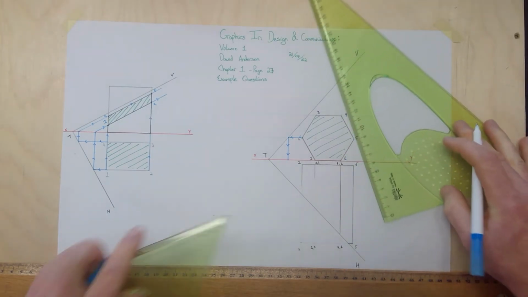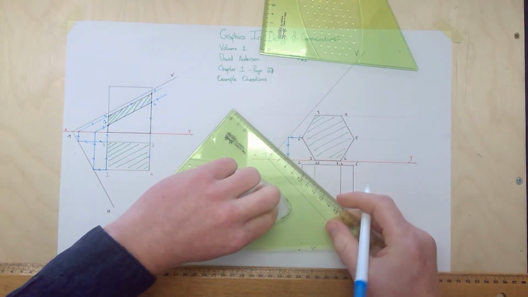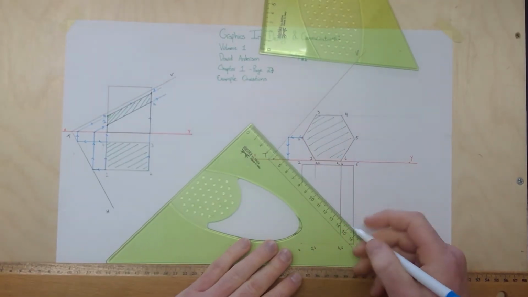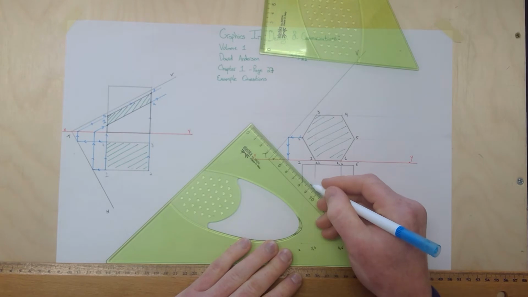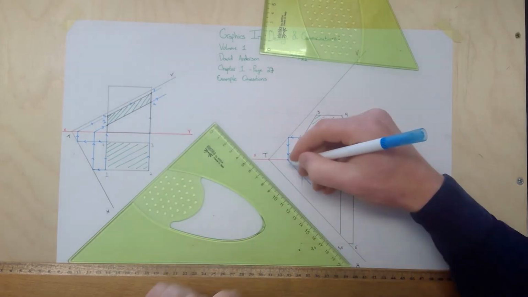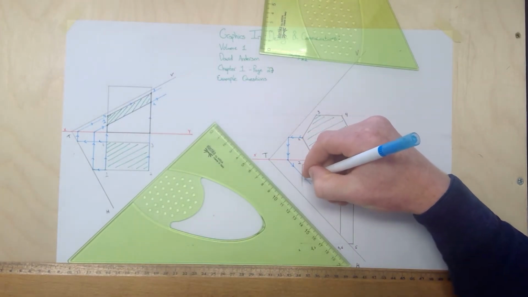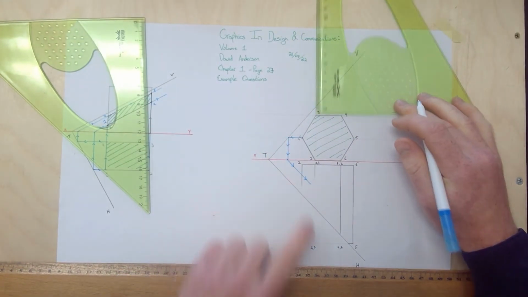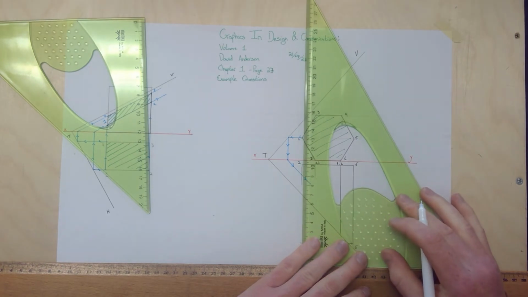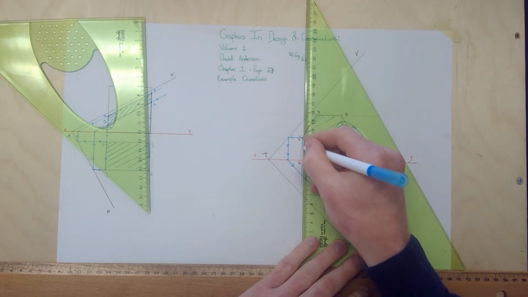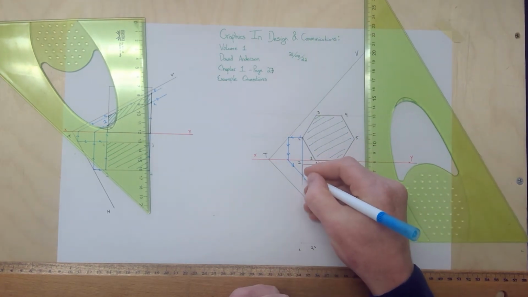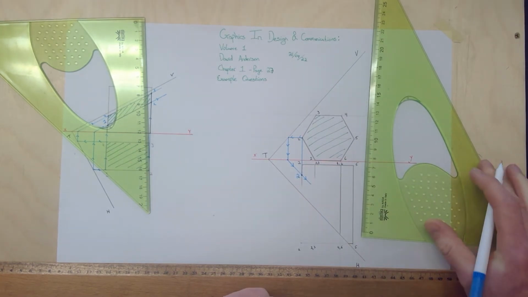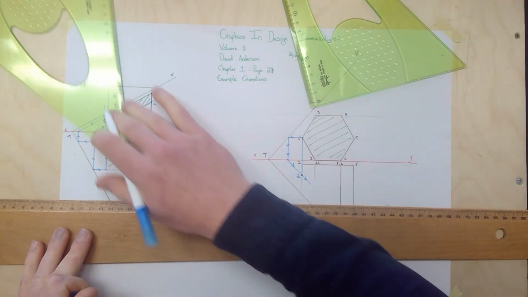I now go parallel, which is 45 degrees, to my horizontal trace. There, parallel. And I bring down my corresponding point in elevation until it meets. So I bring down point 2. Where they meet there, that now is point 2. So I repeat this process for all of the points.